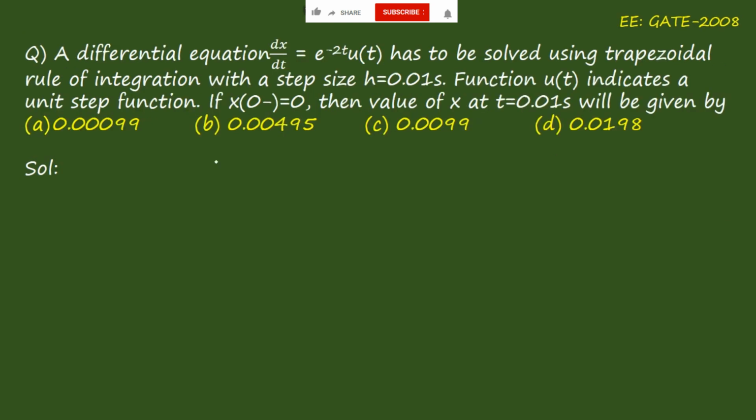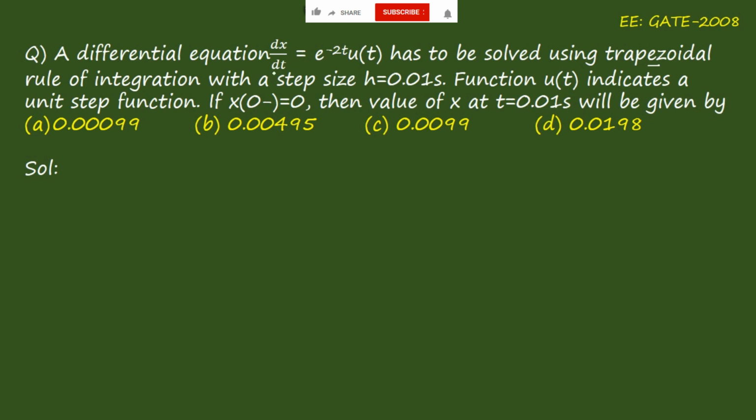Come to the next question. The question is a differential equation dx by dt is equal to e power minus 2t u(t), to be solved using the trapezoidal rule of integration with a step size h is equal to 0.01. The function u(t) indicates a unit step function. If x(0-) is equal to 0, then the value of x at t is equal to 0.01 seconds will be given by... Okay, first we'll understand the question.